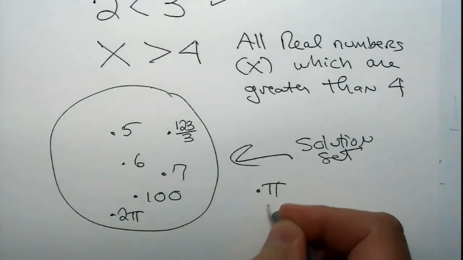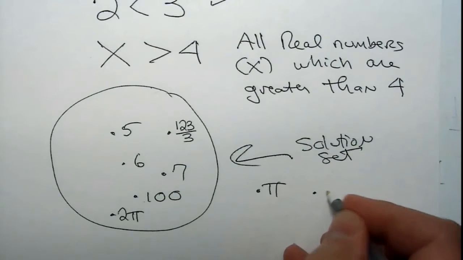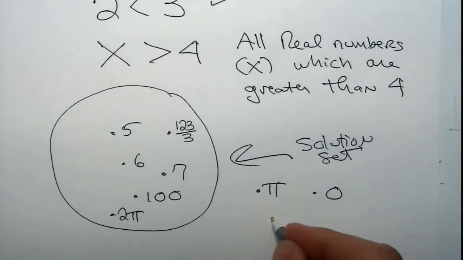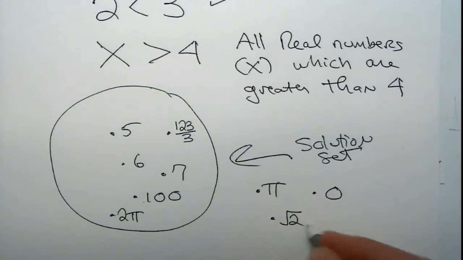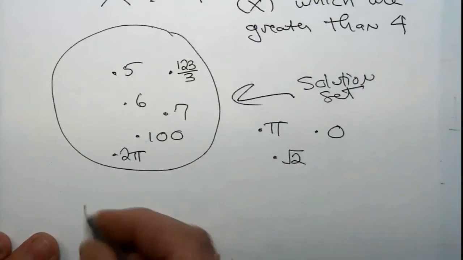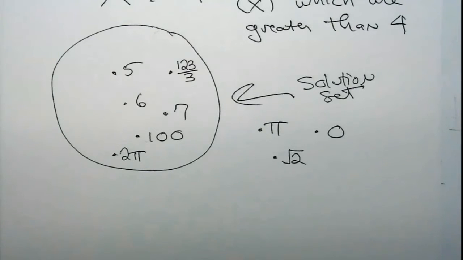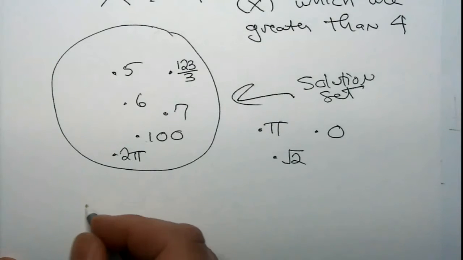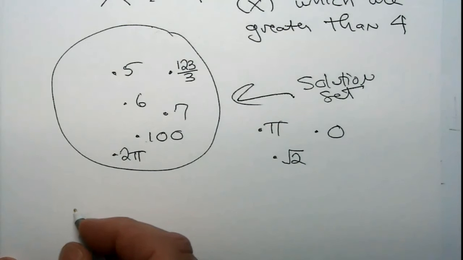Okay. What's not in there? Well, pi isn't in there. It's out here. 0's not in there. It's out here. Square root of 2. That's not in there. So you get an idea of what's in the solution set and how many numbers reside in this solution set. There's an infinite number of numbers, right? But are we going to express it this way? I don't think that's a great way to do it. So we would express the solution a couple different ways. But before we do that, let's solve inequalities.